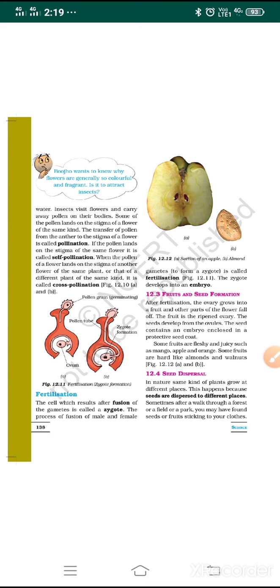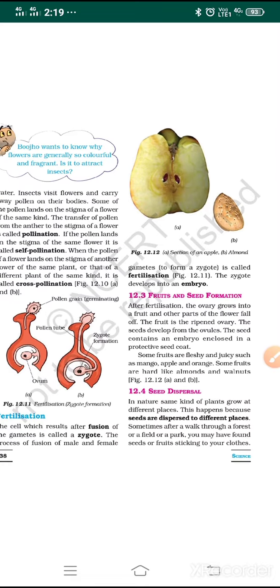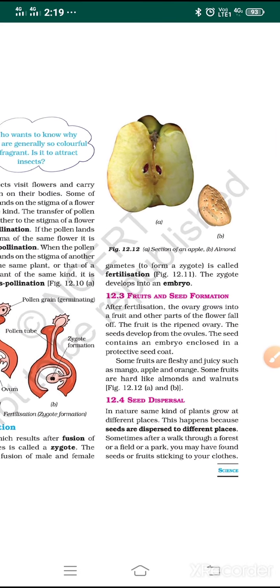In today's class, let us discuss the last part of this lesson, that is how the seeds and fruits are formed by this zygote which develops into an embryo, and later on how the dispersal of seeds takes place. So let us cover this concept in today's class. First, let us understand fruit and seed formation.